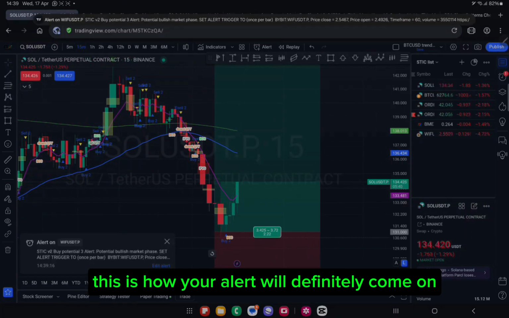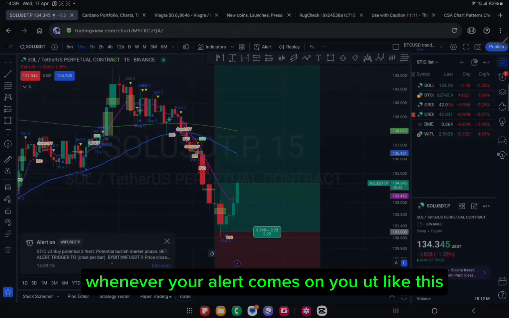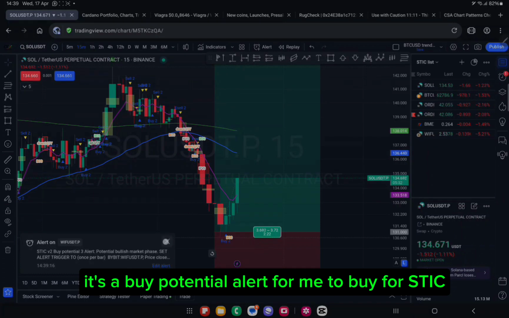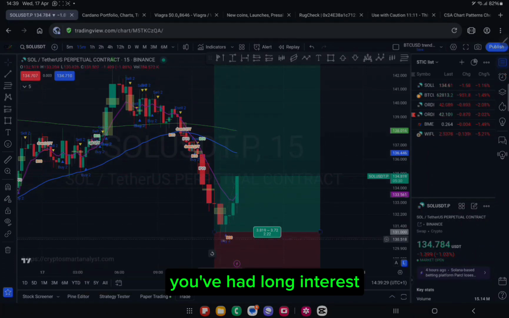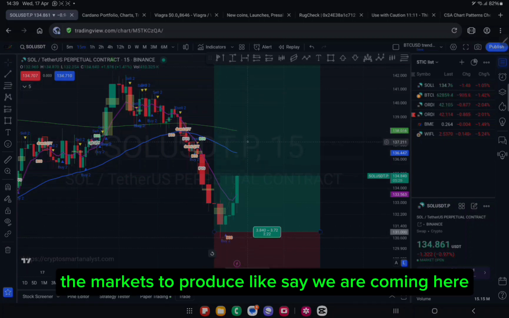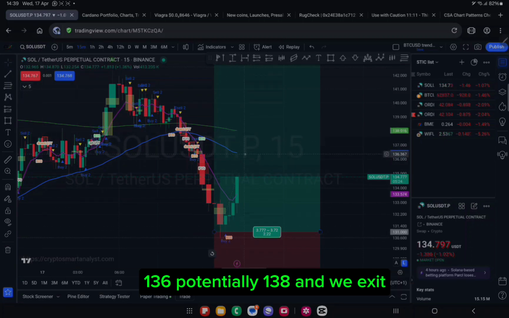This is how your alert will definitely come up. Whenever your alert comes on, you see it like this. That's the buy alert. This is the buy potential 3 alert. It's a buy potential alert for me to buy for Stic. So at long, as you can see, you got your buy entry 1. This is the buy entry 1. The market is still bullish. Like I said, we are coming here to 136, potentially 138, and we can exit.